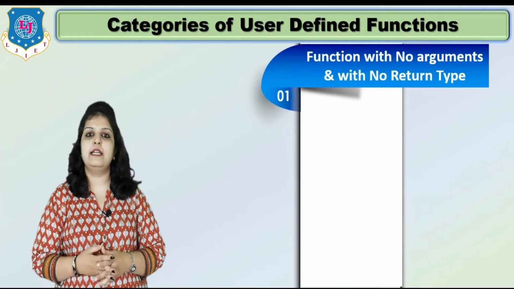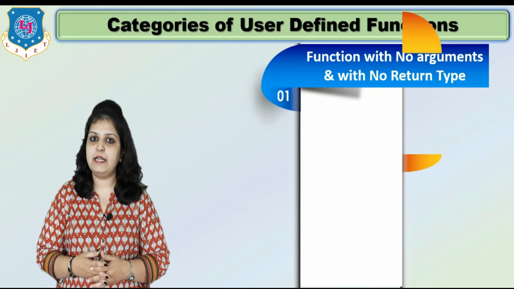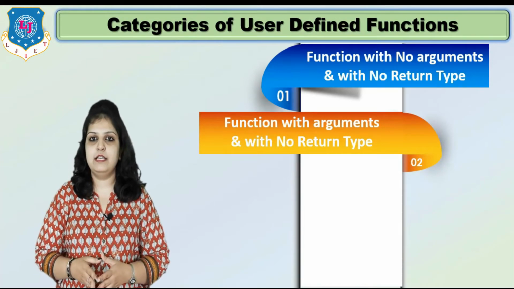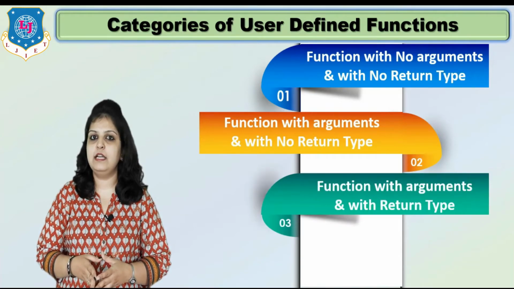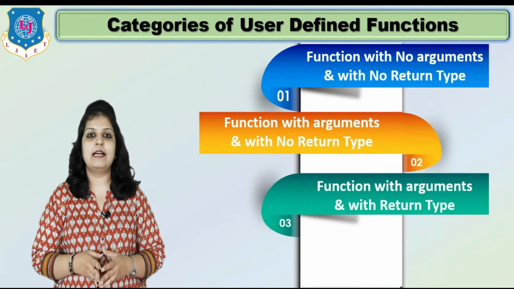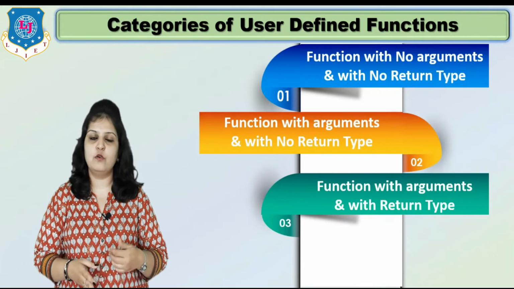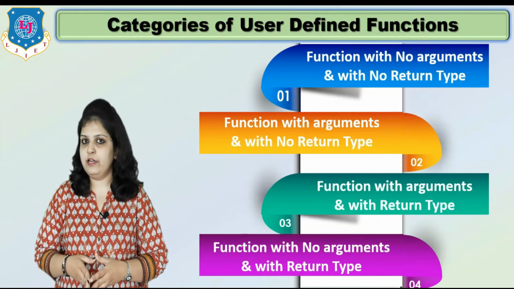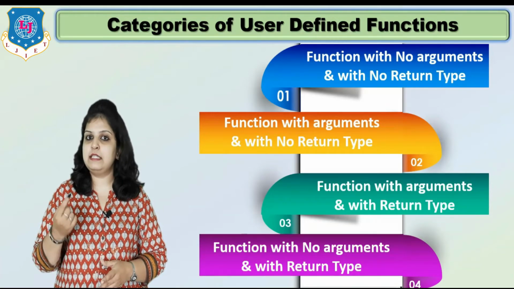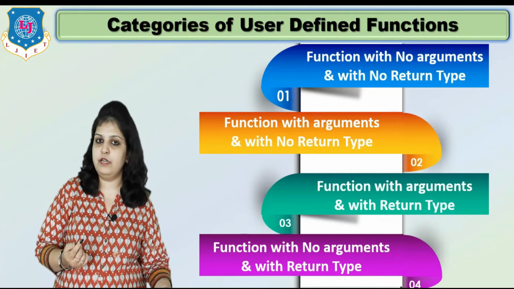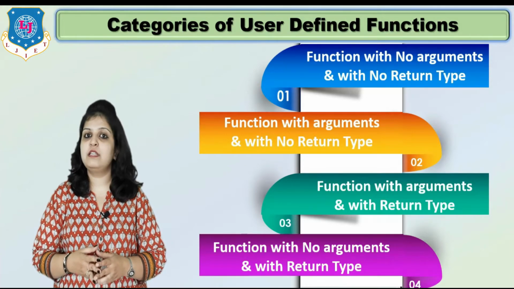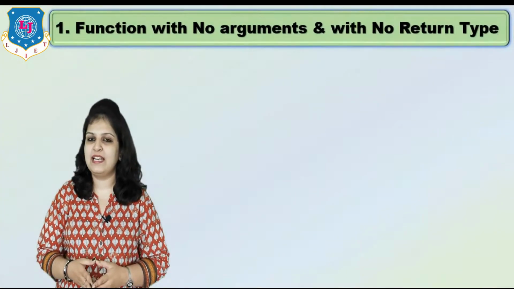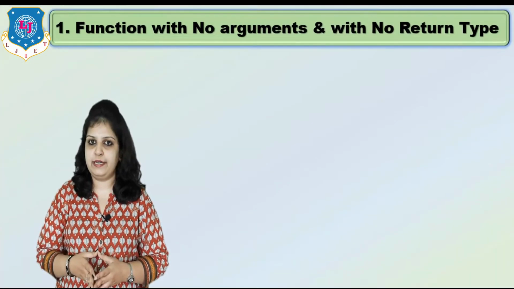Then after, second category is function with argument and no return type. Then third category is function with arguments and with return type. And last category is function with no argument and with return type. So in this video lecture we will see the same program with using 4 different categories. So start with very first category, that is function with no argument and no return type.